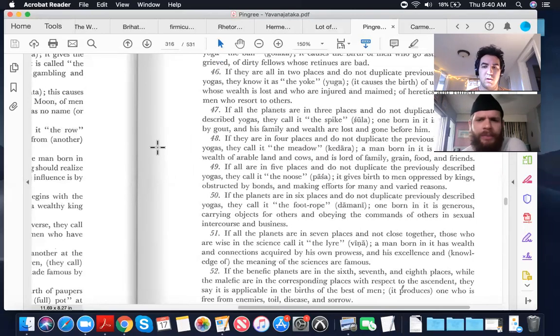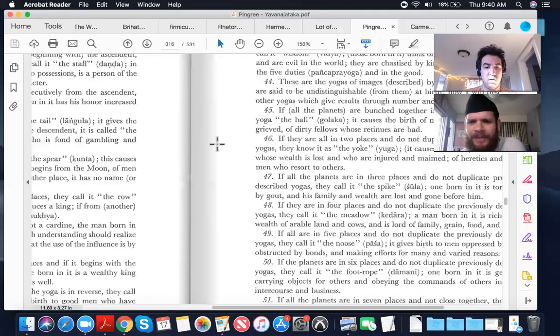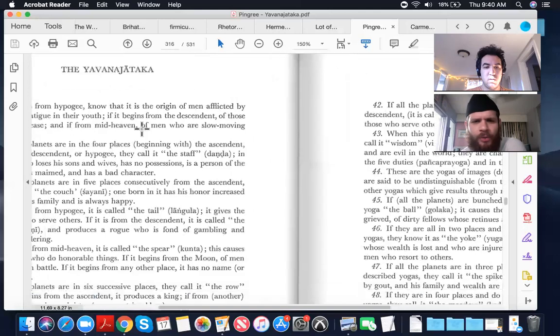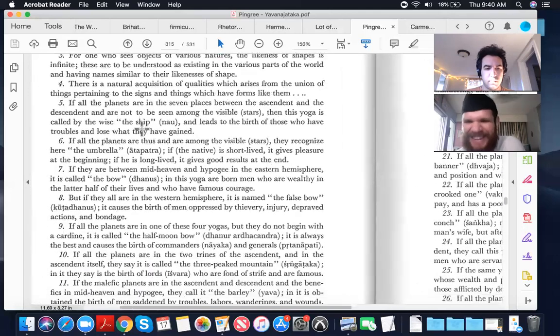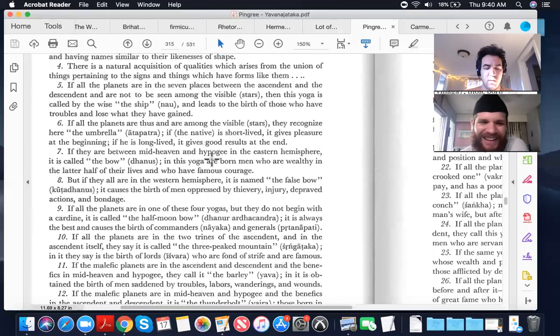What does he say about it? This text, you mean? Yeah, is that the bow or the reverse bow? That's the bow. If they are between, maybe I'm wrong. Yeah, no, I'm right. Sorry. If they are between the midheaven and the hypogeum in the Eastern hemisphere, it is called the bow. In this yoga are men born who are wealthy in the latter half of their lives and who have famous courage. There we go. Pretty auspicious.